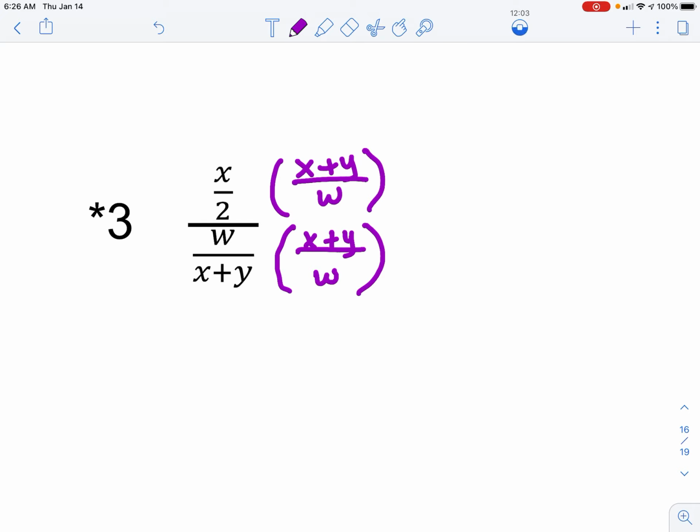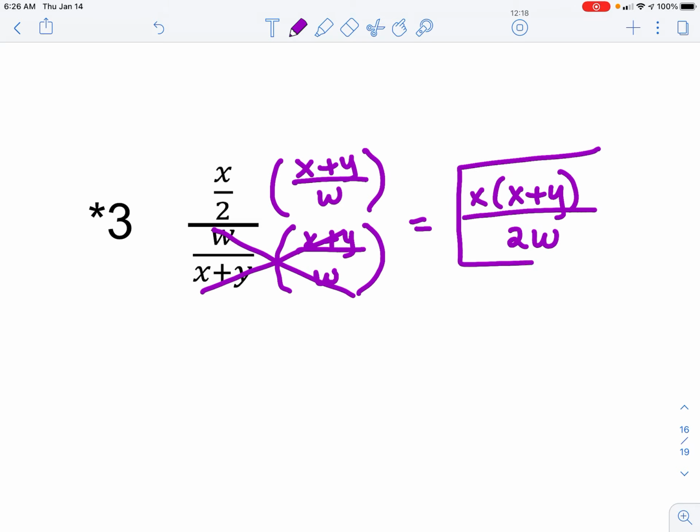We know now that our denominator on the bottom of this complex fraction actually becomes 1 if we multiply that out. So we can just wipe it right out with the big X. And we end up with x times x plus y all over 2w. And that's how you do those problems.